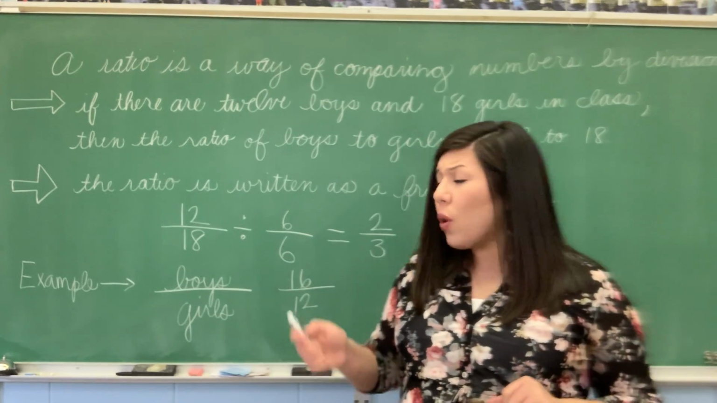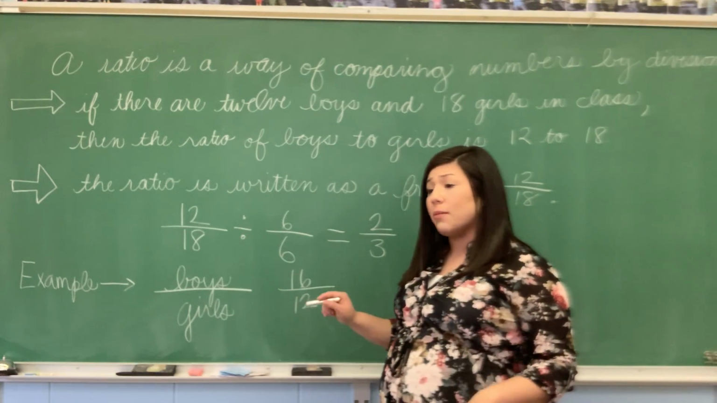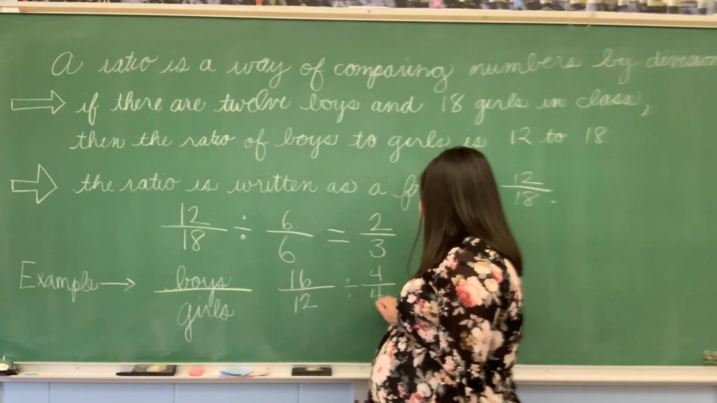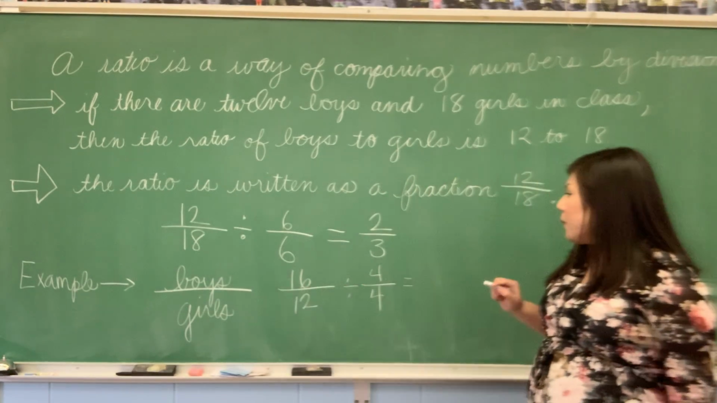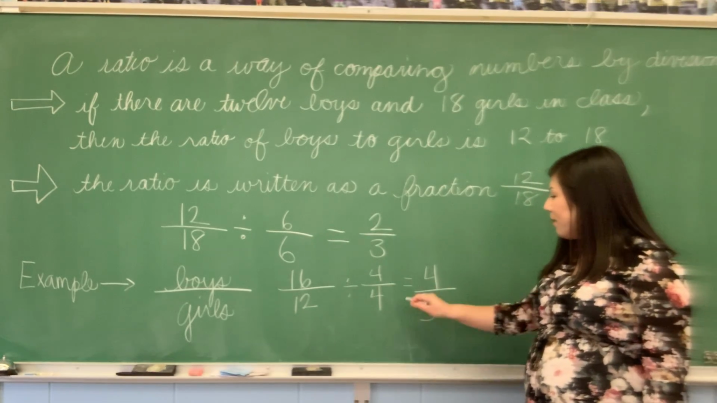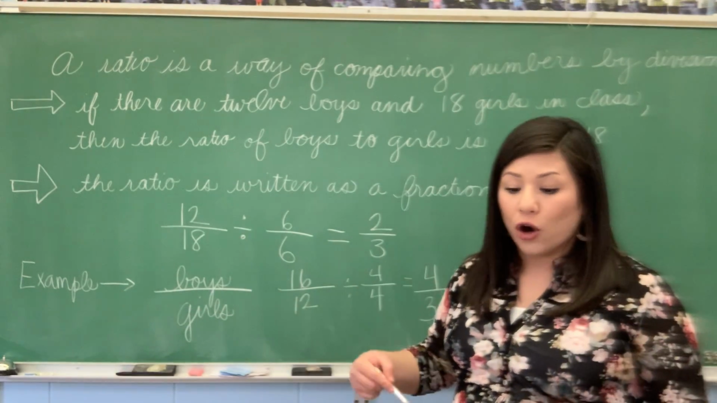So let's reduce it. What number is divisible by 16 and 12, or in other words, what is the greatest common factor that both of these numbers can be divided by? Okay, if you thought 4, you are correct. 16 divided by 4 would be what? 4. 12 divided by 4 would be what? 3. So my ratio now is 4/3.